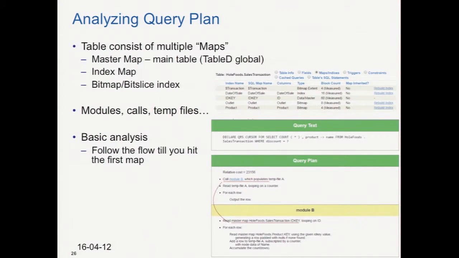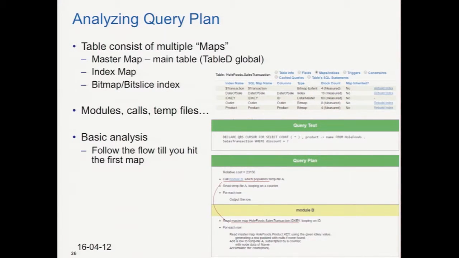So, analyzing a query execution plan is a sophisticated exercise, let's put it this way. There are a whole bunch of things like modules, calls, temp files, temp indices, and so on, but the basics are fairly straightforward. The basics are: every table stores data in indices, in maps. Master map is your table itself, your D global, right?